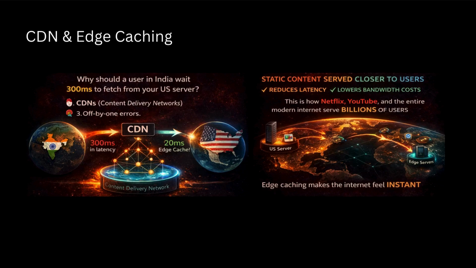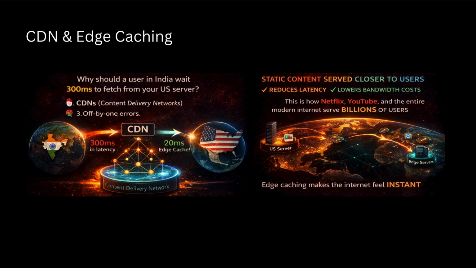Let's scale globally. If your server is in the US, why should a user in India wait 300 milliseconds for latency? CDNs, that is content delivery networks, store static content like images, videos, or JavaScript files closer to users. So this reduces latency and bandwidth costs. This is how Netflix and YouTube serve billions. Edge caching makes the internet feel instant.